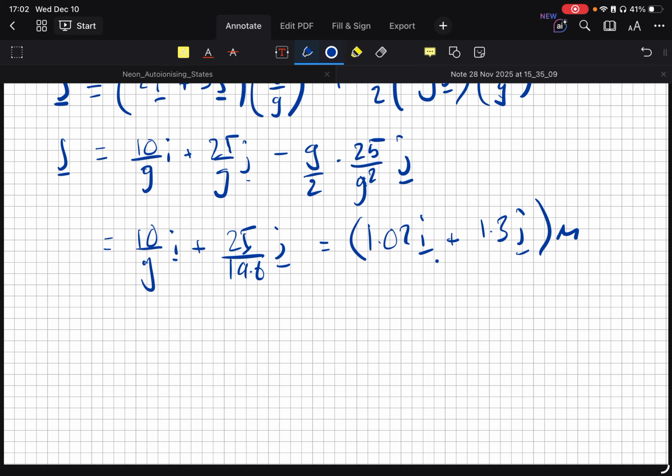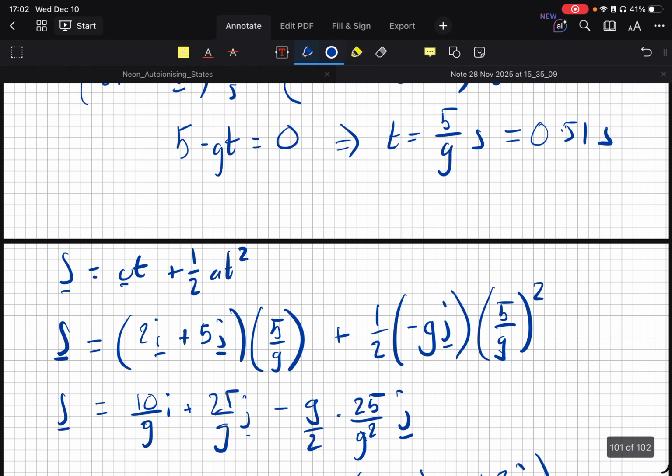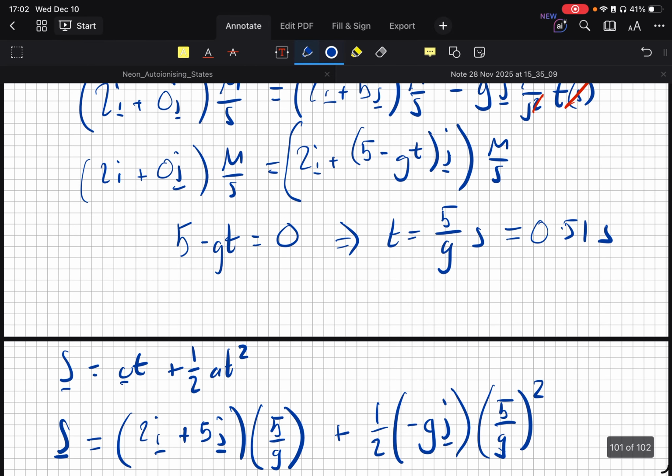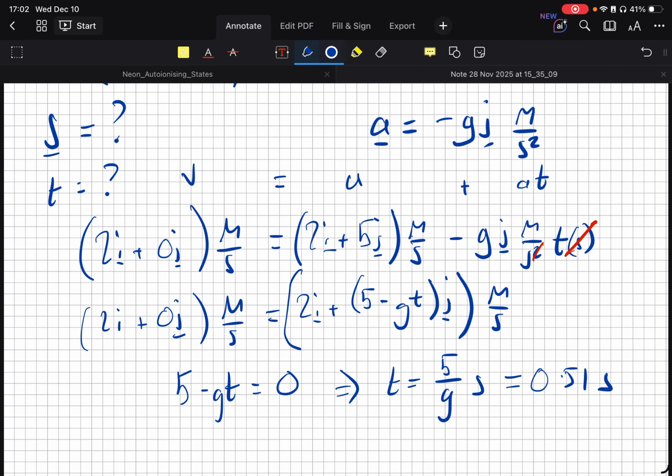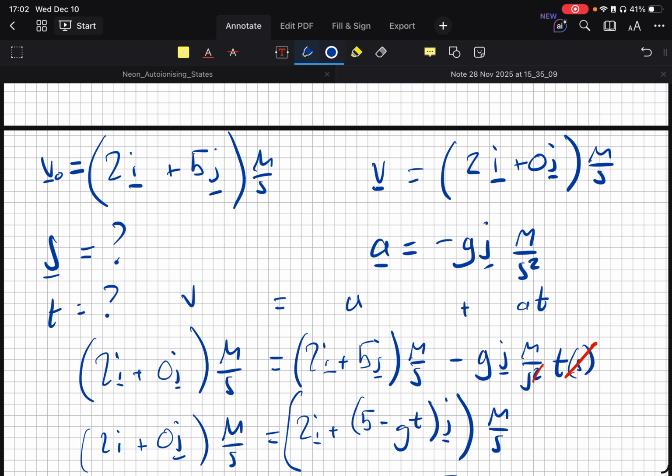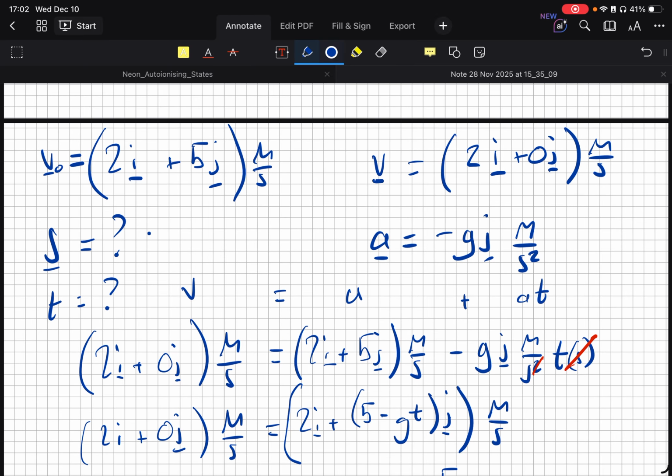Well, it's just this maximum height is 1.3 meters. Okay, that's the answer to that first part. The second part of the question then is the time at which the ball falls back into the cannon again. And what we can do to solve this is basically just to plug in our final displacement.